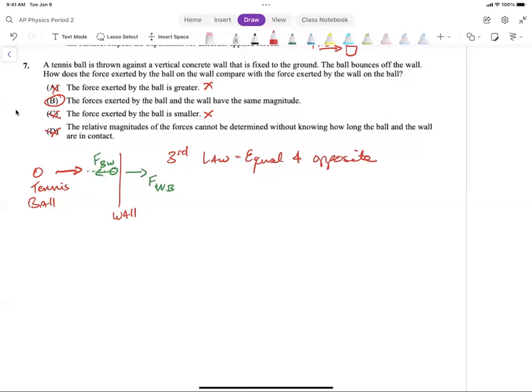So if you see this situation right here, Newton's third law, even though the wall is fixed and stationary and the concrete's super heavy and has a huge mass, Newton's third law says the force that the ball puts on the wall is exactly the same magnitude as the force that the wall puts on the ball, and they are opposite. So the answer is B, because they have the same magnitude.